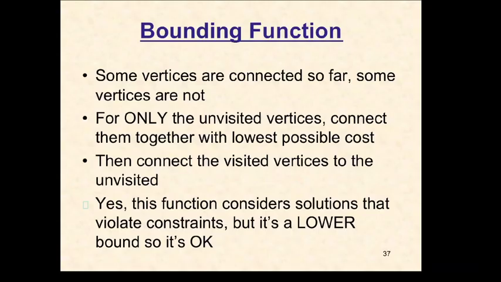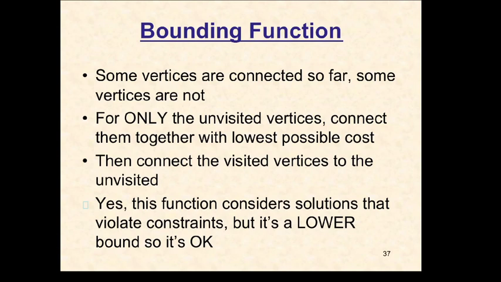Okay, so we've got a real path so far. We've got to find some way to connect the unvisited vertices all to each other, and we need to connect the visited to the unvisited. Now it's possible this might not make something that looks like a cycle. I don't care what it looks like. I just care about the numbers. Do the numbers make it look like it might possibly be better than the best so far?